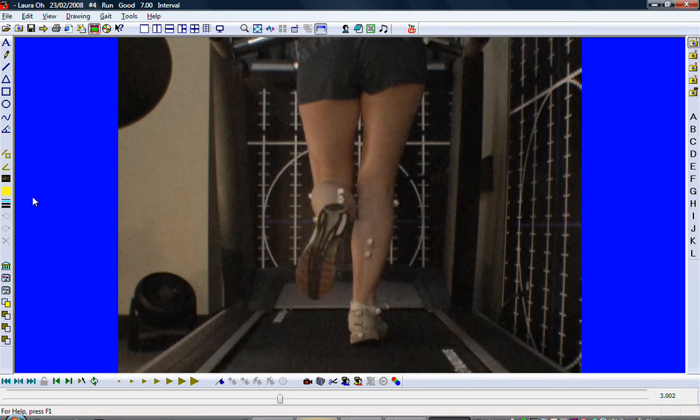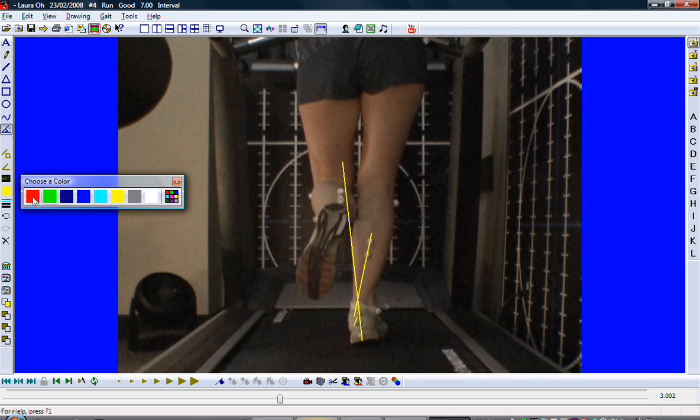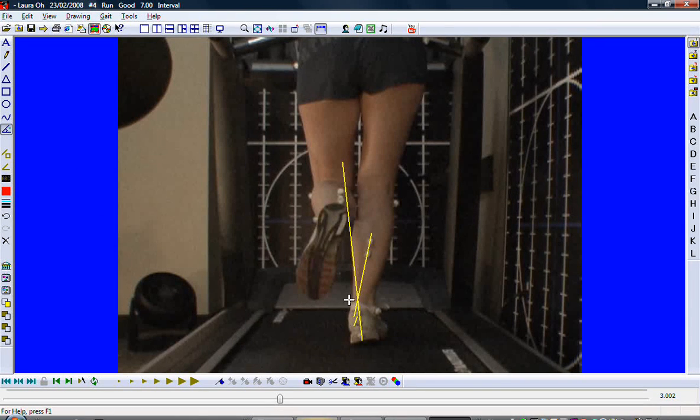So what I'm going to do is start by drawing a line that follows the two markers I have that determine the middle area of my calcaneus. Then I'm going to draw another line that follows the middle of the lower leg. And then at the point where those two lines meet, I'm going to draw my angle.